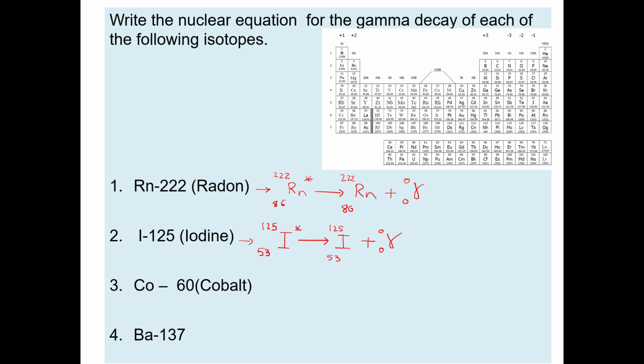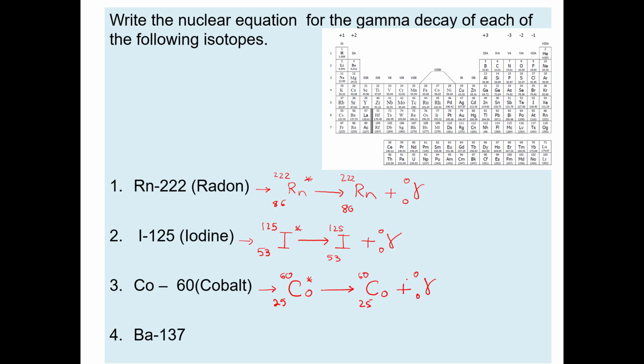In case of cobalt, the mass number is 60 and the atomic number is 27. This is the excited state of cobalt, and to be more stable, the nucleus of cobalt releases a gamma particle, and this is why now cobalt is more stable, because it released a gamma radiation.